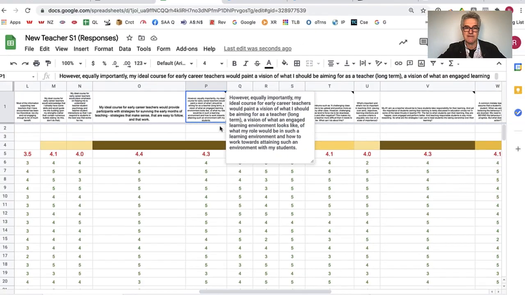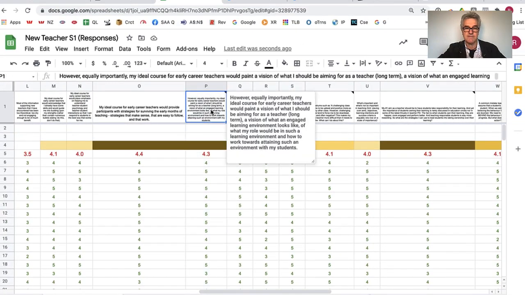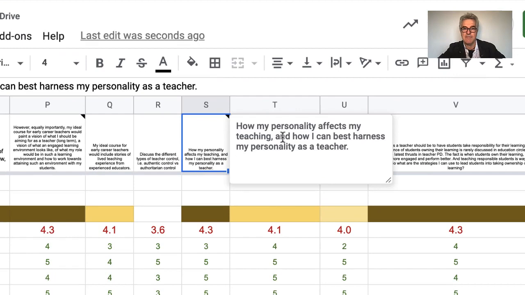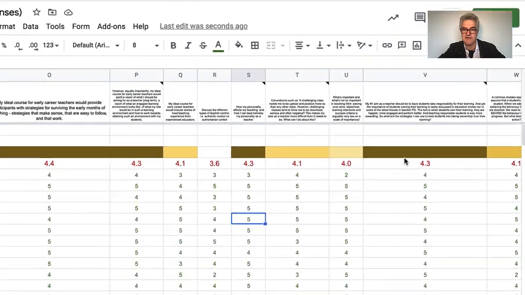Very happy that that scored extremely highly because I think that is one of the most important things in teaching. And this is certainly a very strong focus of the course. Another 4.3 is here, how my personality affects my teaching and how I can best harness my personality as a teacher. Because I think that's really important. And yes, we certainly cover that in the course.